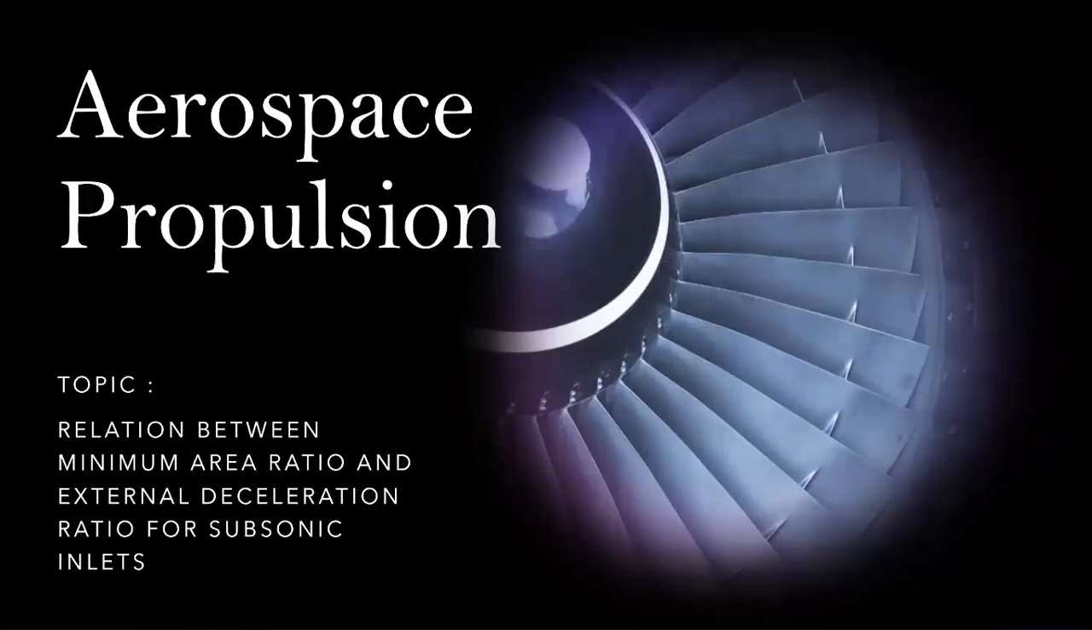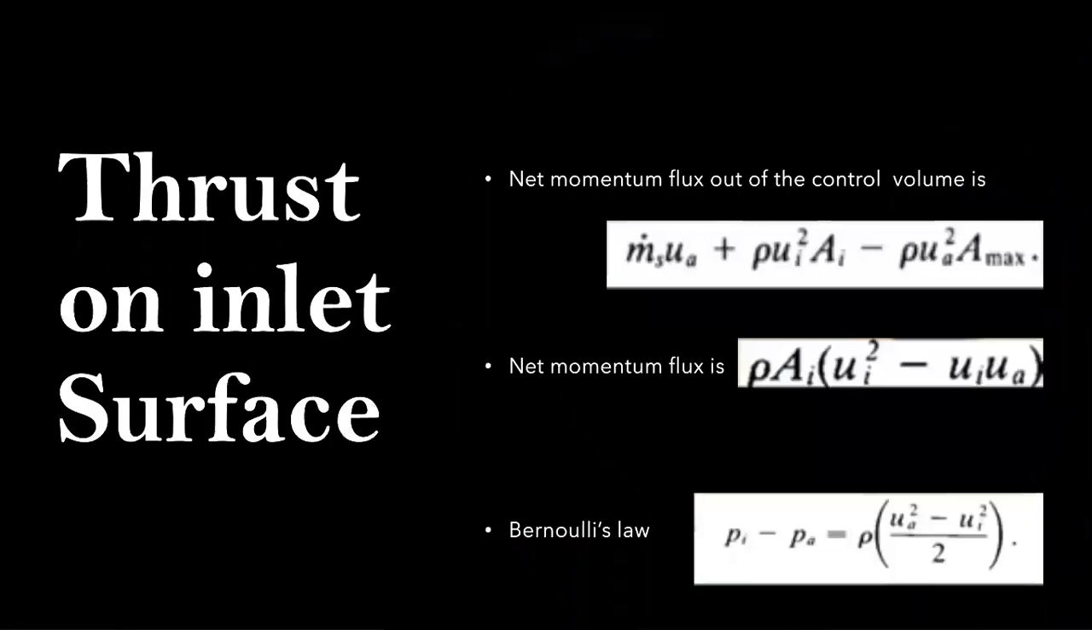Now I'm going to talk about the relationship between the minimum area ratio and the external deceleration ratio for subsonic inlets. It is related to the course of aerospace propulsion. As I just said, it's a relationship between the minimum area ratio and the deceleration ratio. I will relate them in sequence: first finding the relationship between the thrust and the minimum area ratio, and thereafter finding the relationship between the thrust and the deceleration ratio, eliminating the thrust from both, and then forming a relationship between the minimum area ratio and the deceleration ratio. So let us go on.